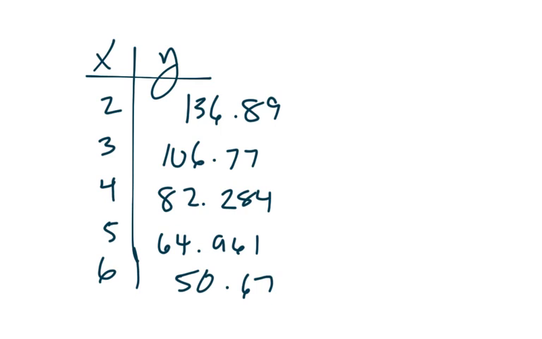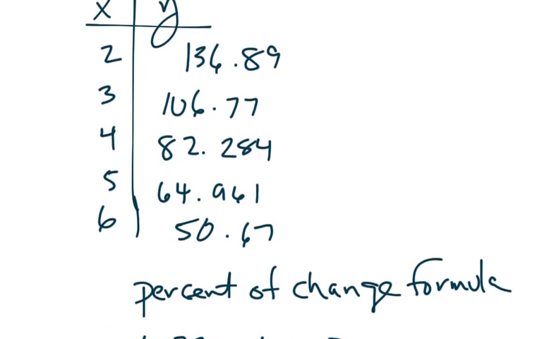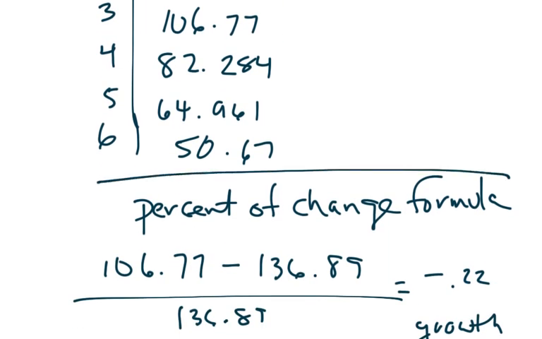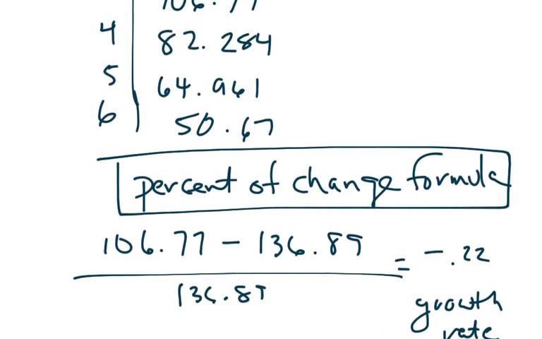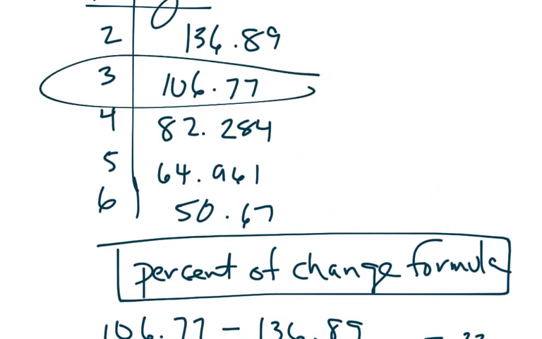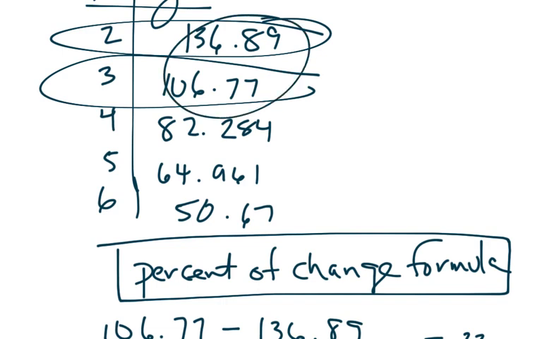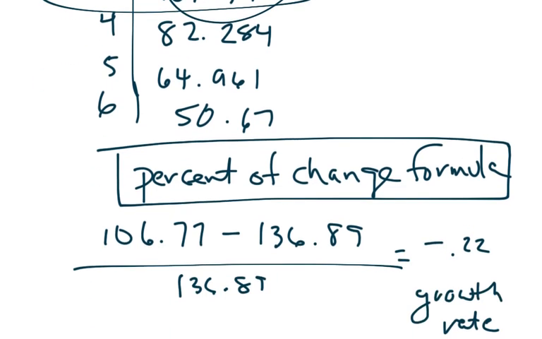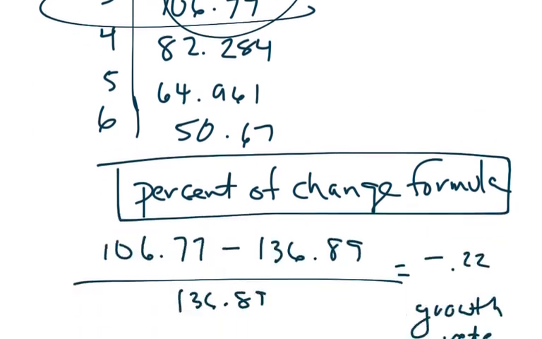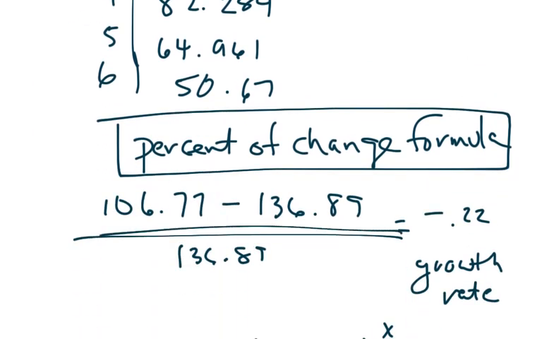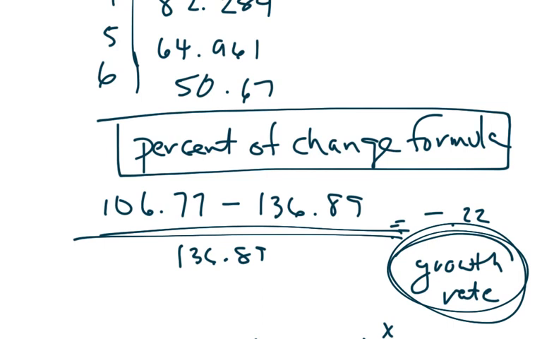This becomes a little more complicated, so the first thing we're going to do here is take two ordered pairs and find the percent of change. All right? We're going to use the percent of change formula. And so I'm just going to take these two ordered pairs, and I'm only going to use the y values. I'm going to say 106.77 minus 136.89 divided by 136.89. And when you do that, you get negative 0.22, and now you have found the growth rate.